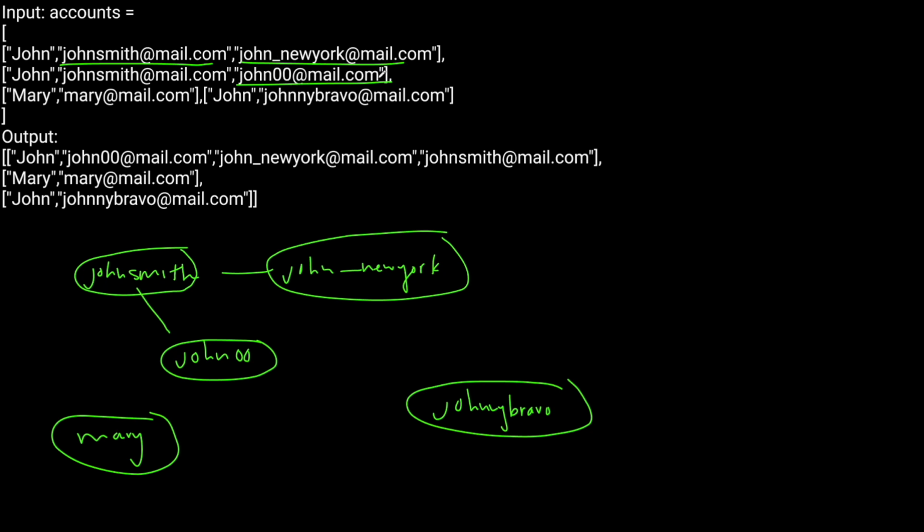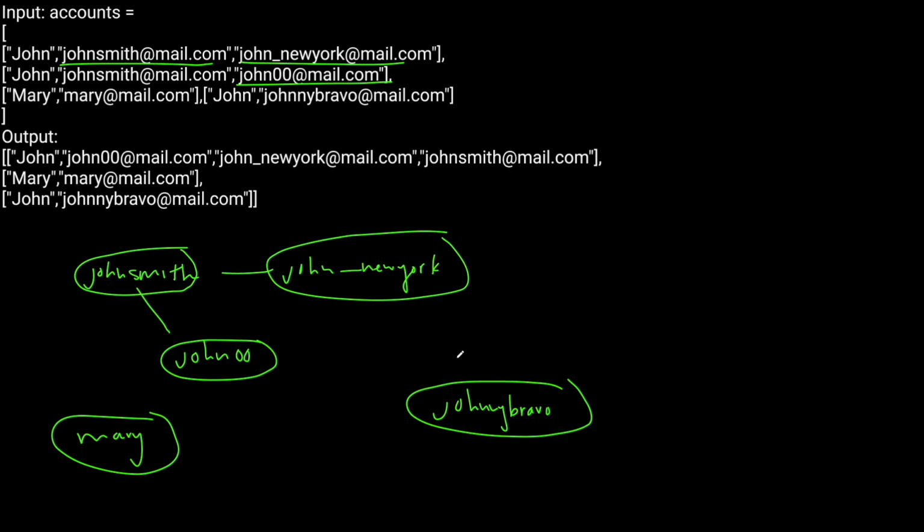So that would be this John New York, but we've already visited it as part of going to it from John Smith, so we don't have to go to it again because then we'll just have duplicates here. And the same thing, okay, we've already seen this John Smith, that's what we started with. This John 00, we've already visited as part of this DFS, so we don't need to visit it again because that would be a duplicate. Then we get to this Mary, we can see that it doesn't have any connections, so it's just going to be that lone email for Mary.